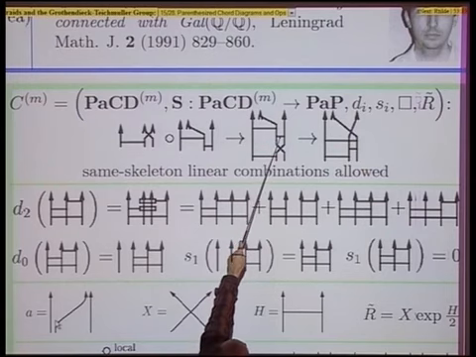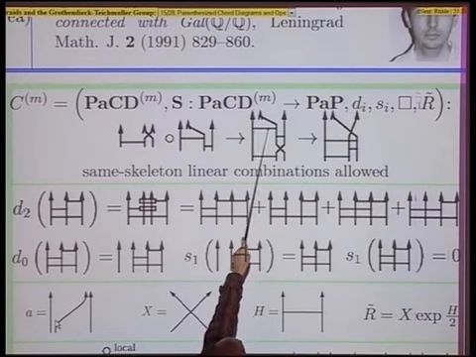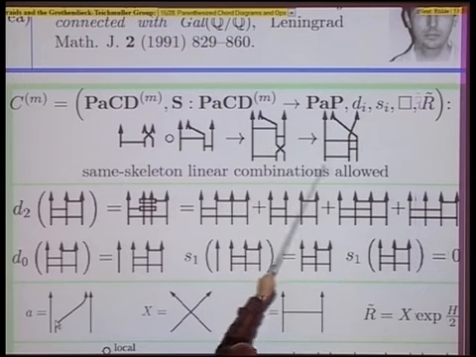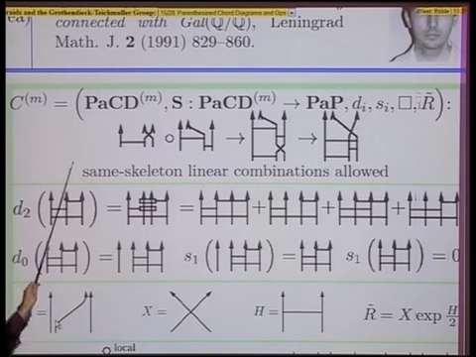So you can slide this chord down to here. Well, it flips over, but it remains the same. And you can slide this chord down to the bottom, and it connects now to here. So it goes to this one. Okay? And I fully define PACD, parenthesized chord diagrams, as a category.